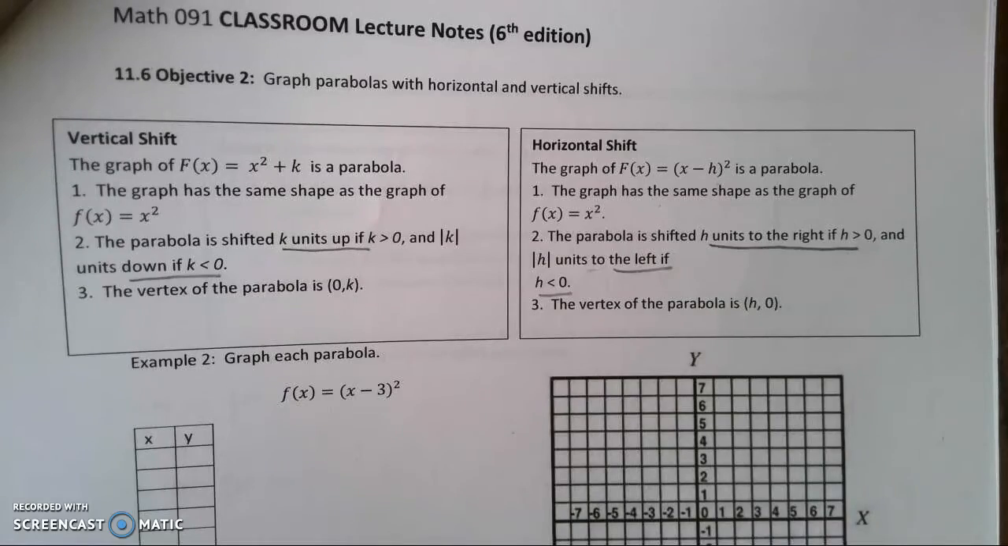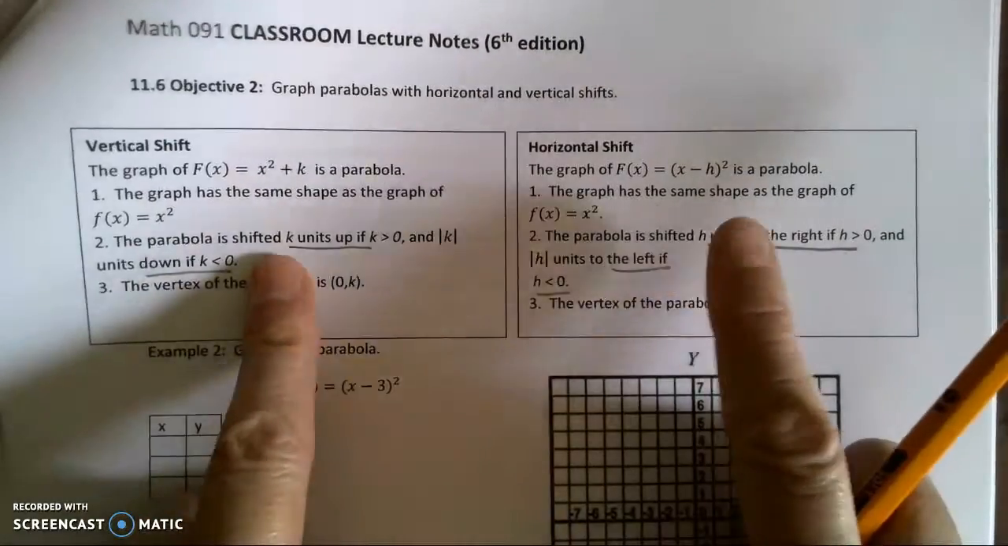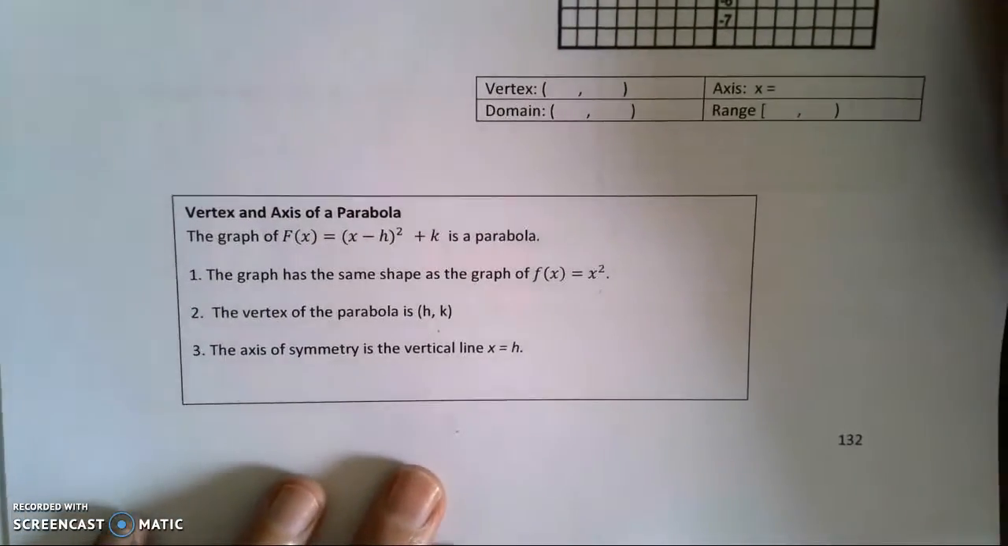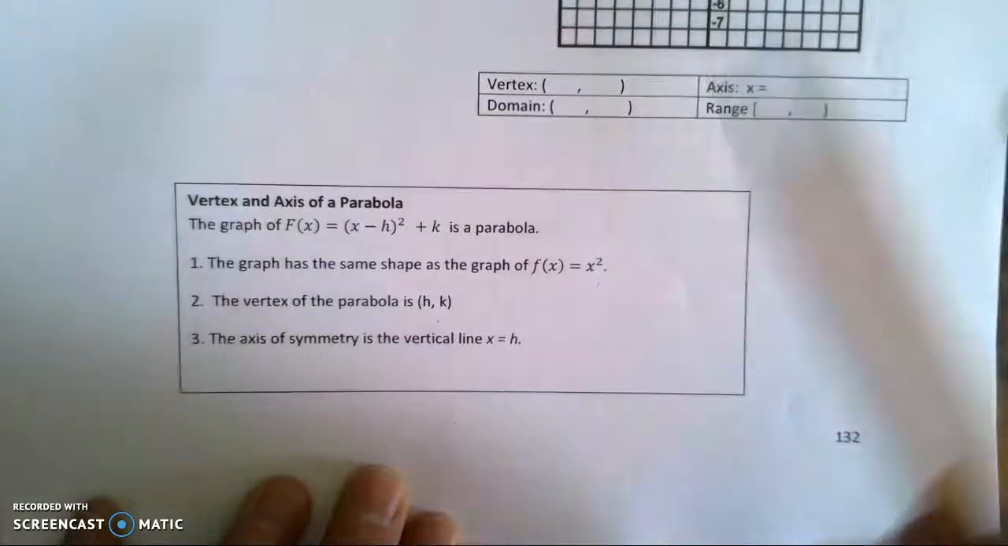Section 11.6, objective 2 again. We're going to be combining these two together, the vertical and the horizontal shift. We're going to go to the bottom of the page, and then we're going to do homework problem number 9 here in a minute.